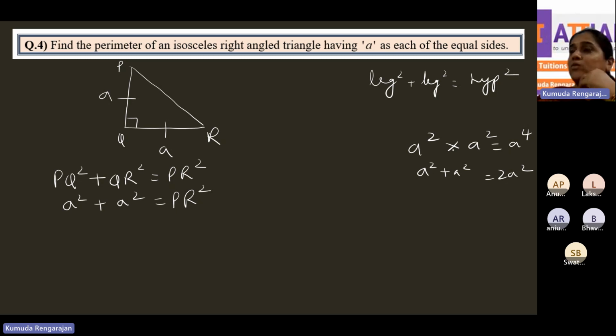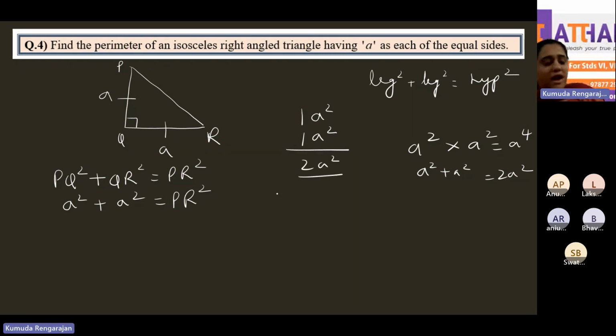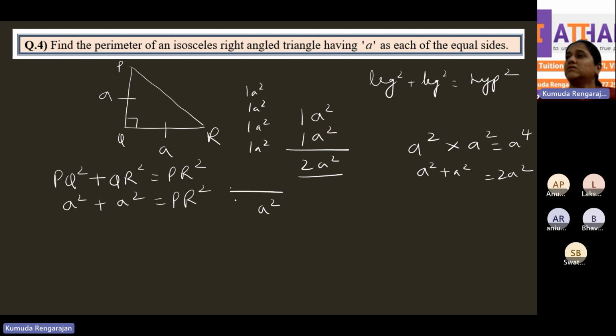A square into A square: when you multiply, you have to add the powers. 2 plus 2, 4. When you're adding, A square plus A square, 1A square plus 1A square is 2A square. Addition, subtraction, you will simplify only the numerical coefficients. So if you have 1A square some 10 times, A square will come only once. 1 plus 1 plus 1, 10 times is 10, 10A square.